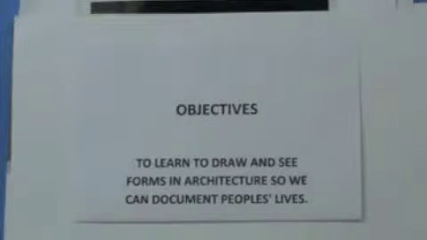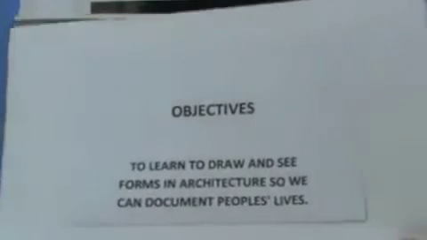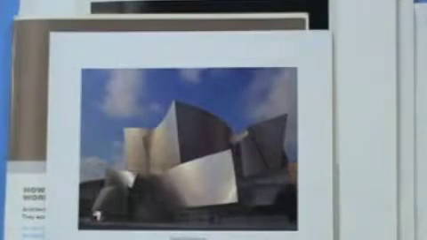Now, our objective is to learn to draw and see forms in architecture so that we can document people's lives. So let's start looking for some forms in architecture, but first, let's look at the artists themselves, the architects. This is certainly one of the best-known buildings in the country. It's, of course, in Los Angeles. It's the Disney Concert Hall, designed by Frank Gehry.